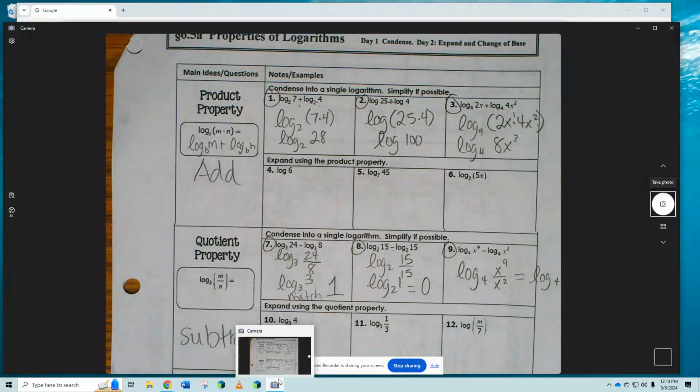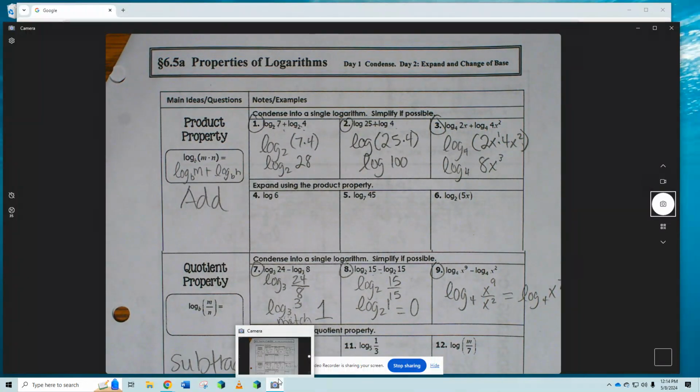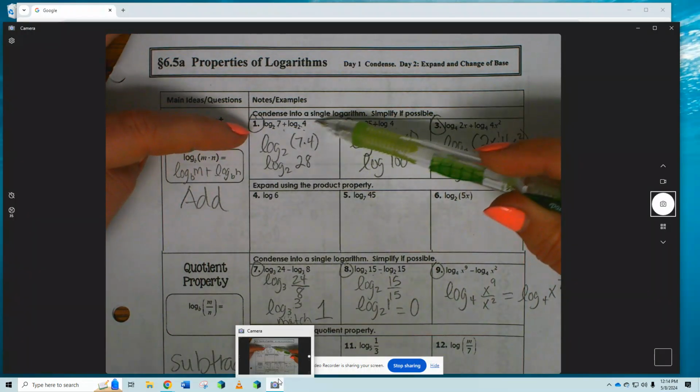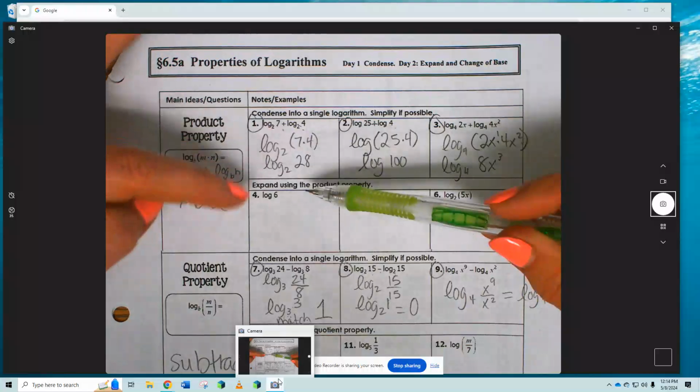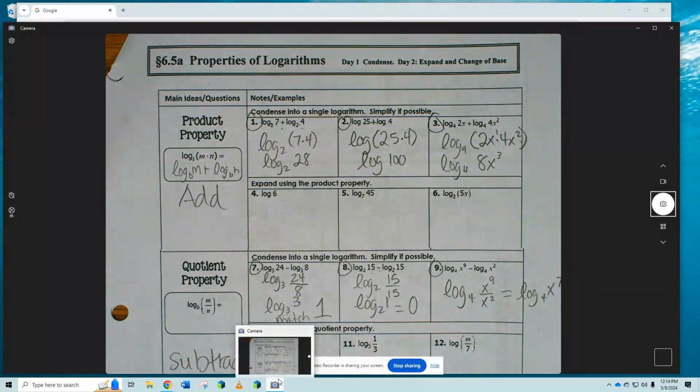This is day 2, 6.5b, we're calling it. Now, this is the Algebra 2A class. So if you're looking for Algebra 2 regular, search up 6.5, and it should be on the YouTube channel somewhere. So yesterday I condensed. I was given something really long and I had to make it smaller. Today I'm given something shorter and I have to make it bigger.